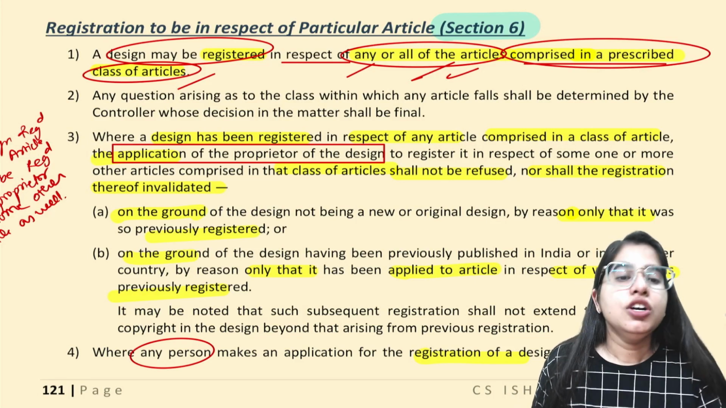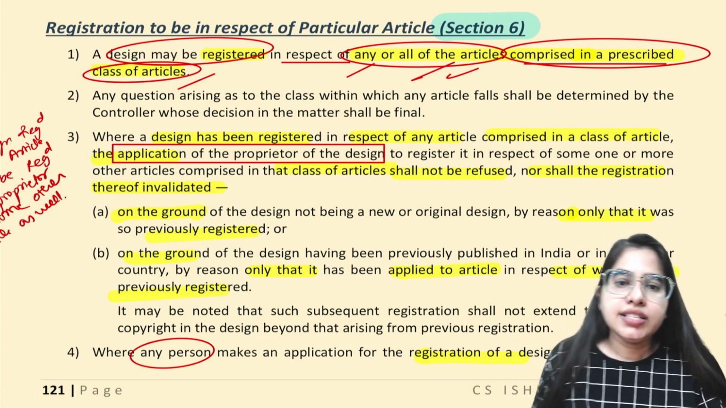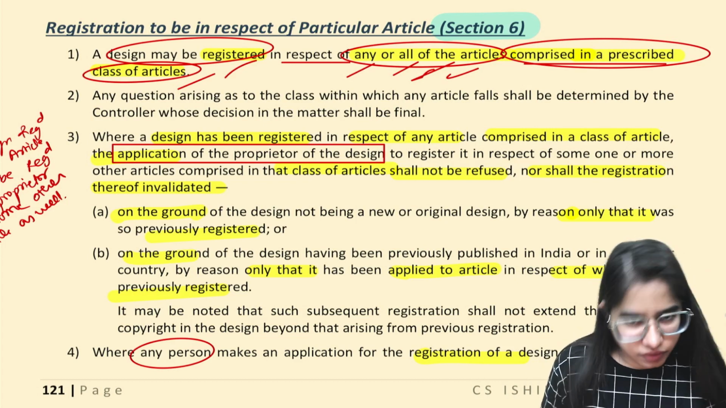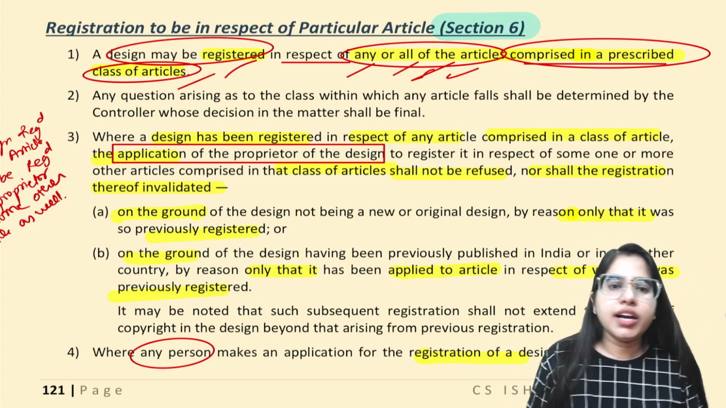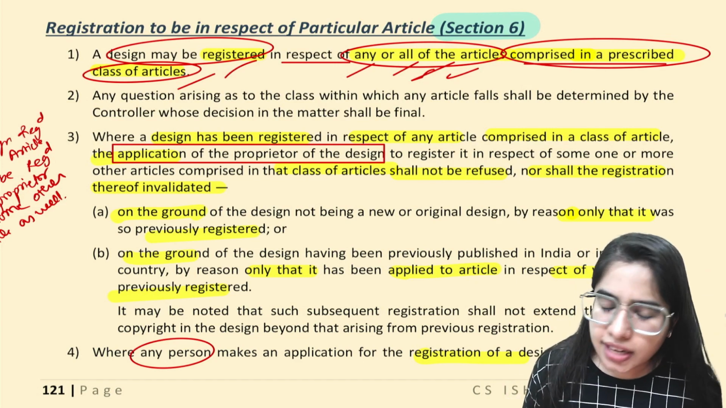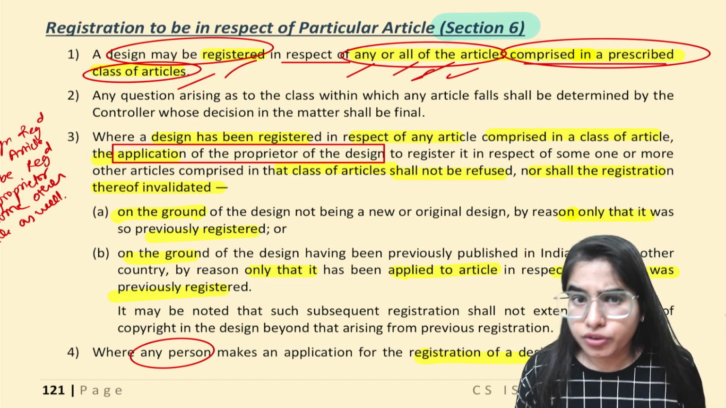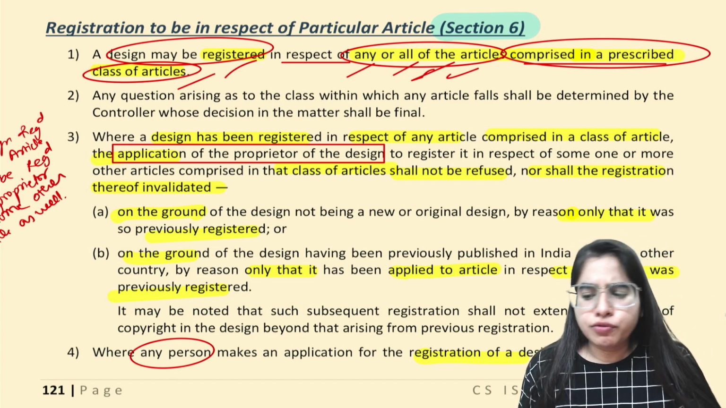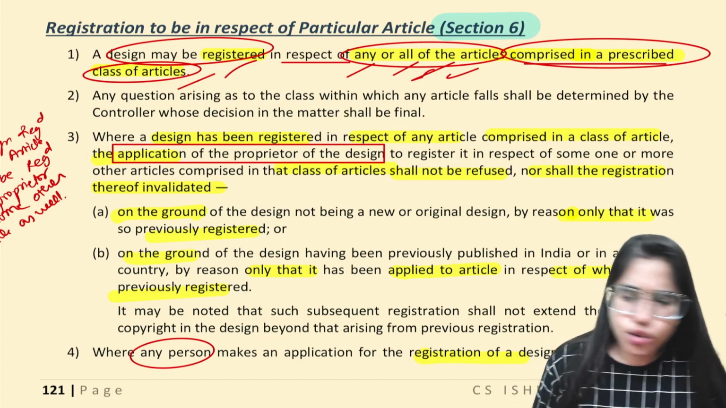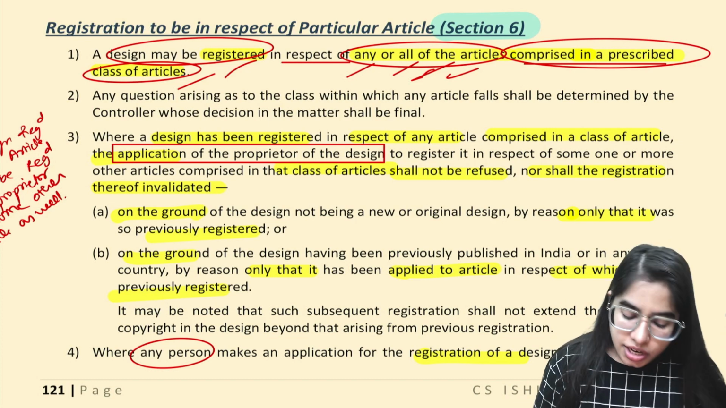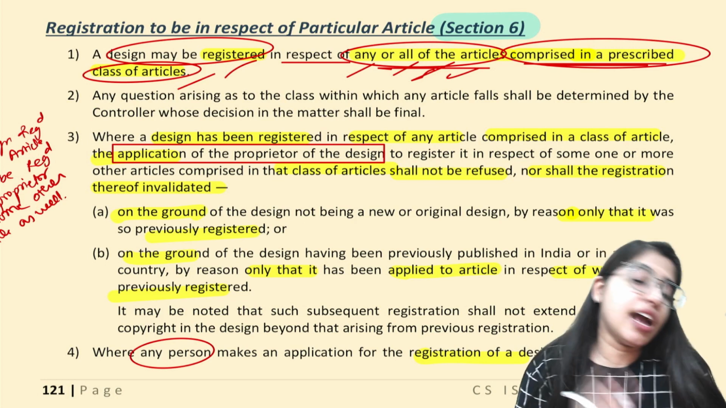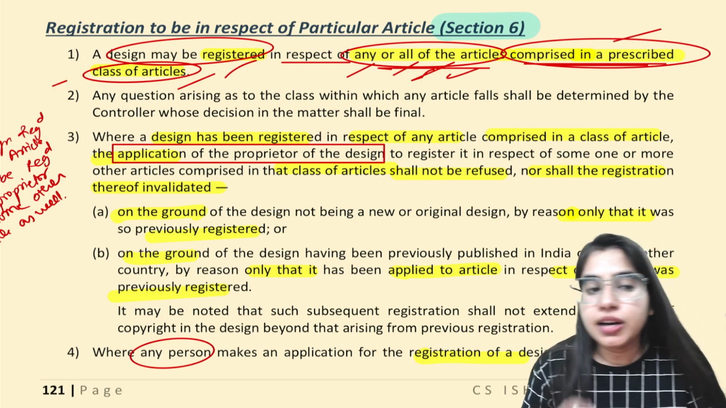Are you understanding? So my dear, here one point is given, section number 6, which says that a design can be registered for even one article or more than one article. Let's say I made a shape of a bottle and I want to register that design. I can register that design for a bottle of soft drink, and for a water bottle also. So you can register a design for multiple articles, but they should belong to the same class comprised in the prescribed class of the article.